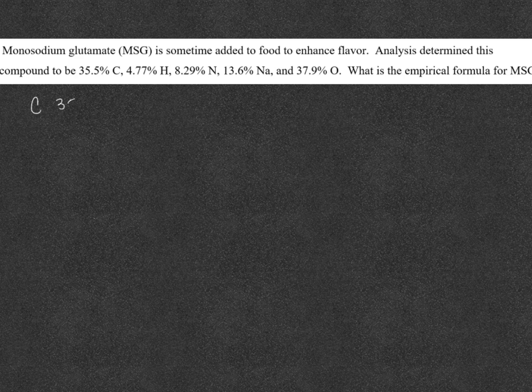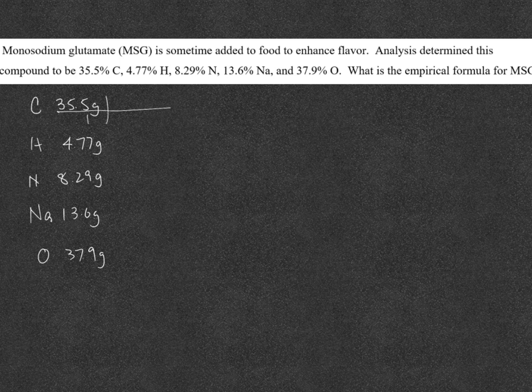So carbon is 35.5 grams. Hydrogen is 4.77 grams. Nitrogen is 8.29 grams. Sodium is 13.6 grams, and oxygen is 37.9 grams. Done. Percent to mass. Now we do mass to moles. So we're going to take each and divide by molar mass. So 1 mole, 12.01 grams. I get that from the periodic table.